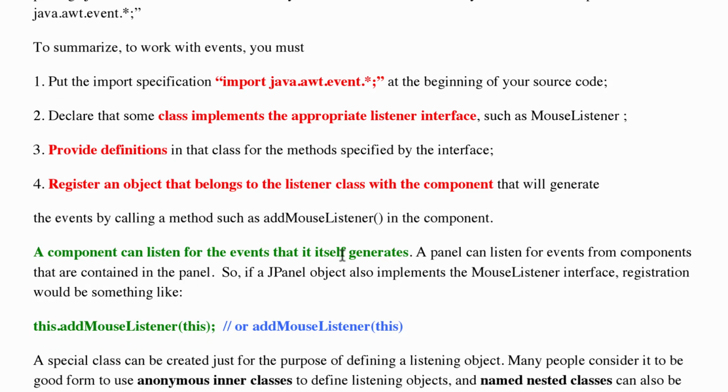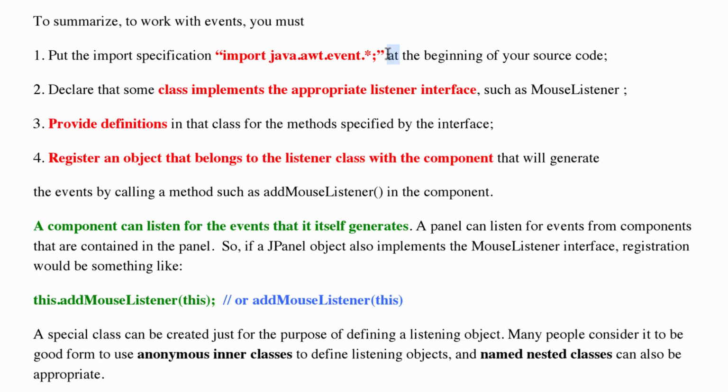Okay, so to summarize, there are some things you want to remember. Make sure you import java.awt.event.star, so that will give you things like the different mouse events. Eclipse will do it for you, but if you're not using Eclipse, then make sure you do that. Make sure that your class implements the interface like MouseListener. So don't just write the methods, you have to say it implements MouseListener.